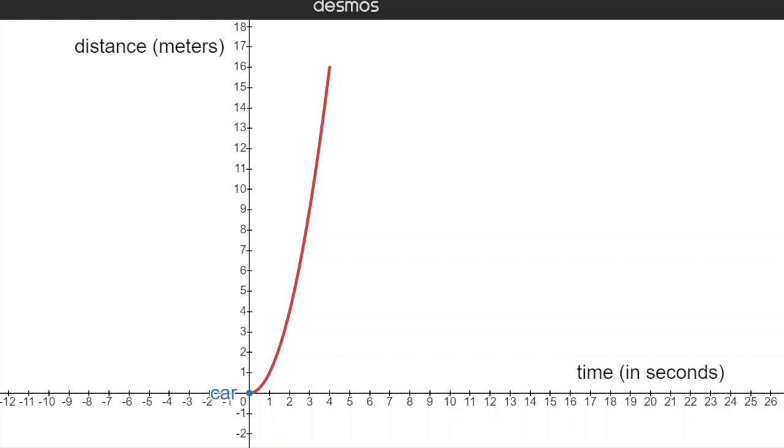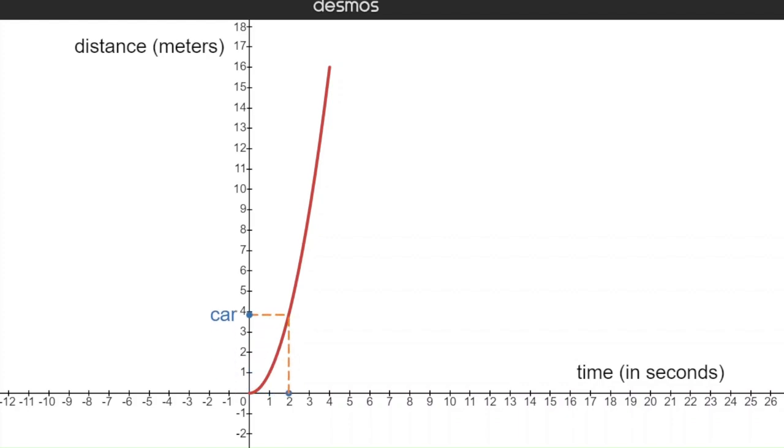Now, in Desmos, I've graphed this function f of t equals t squared. And notice that our car is moving along the y-axis here, but I've allowed a t-axis to be a horizontal axis. So we can actually watch the car move. So notice at t equals 1 second, the car is at position 1 along the y-axis. At t equals 2 seconds, we're at 4. T equals 3, we're at 9, and so on. In fact, I can play this here.